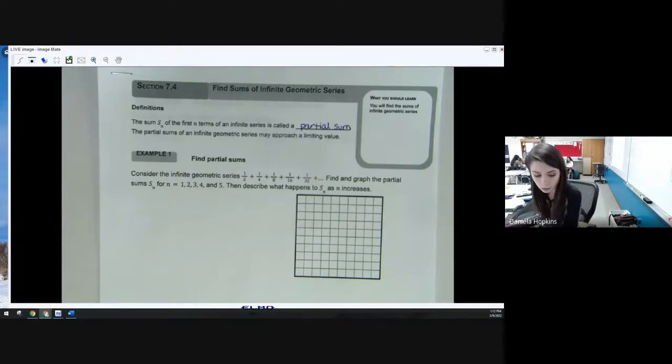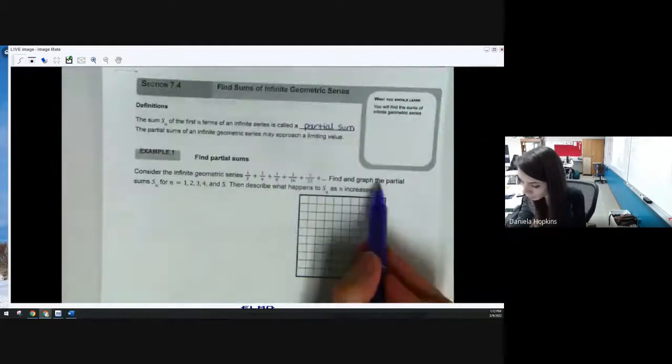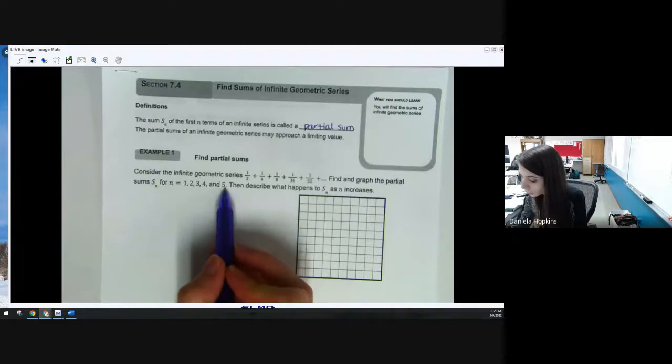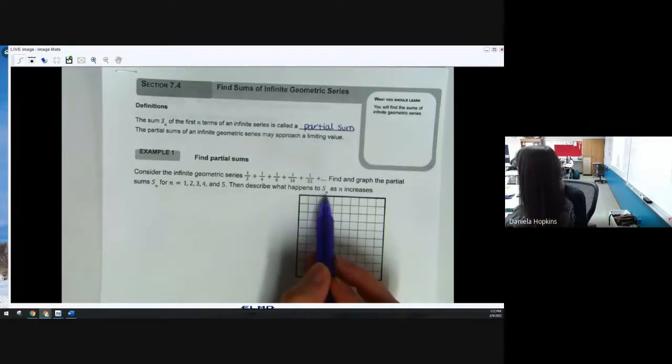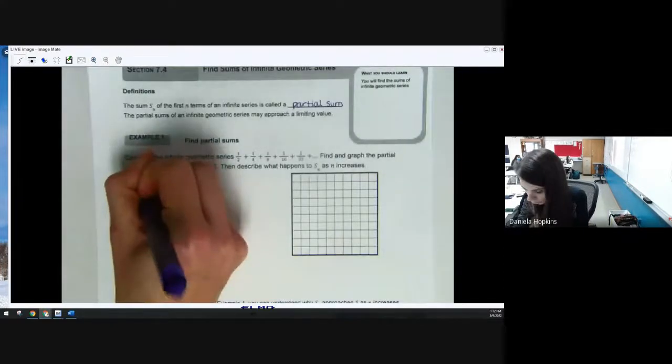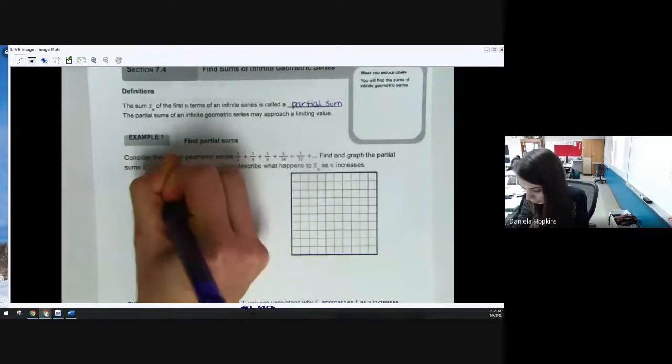So we want to consider the infinite geometric series that's 1/2 plus 1/4 plus 1/8 plus 1/16 plus 1/32, and so on. We're going to find and graph the partial sums S sub n for the first 5 terms, and then we're going to describe what happens to S sub n as n gets bigger. So let's just start with S of 1. That's just our first term, so it'll be 1/2.